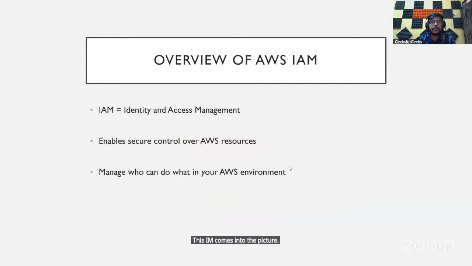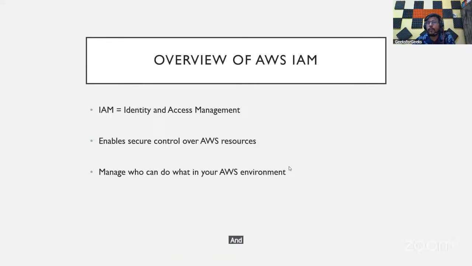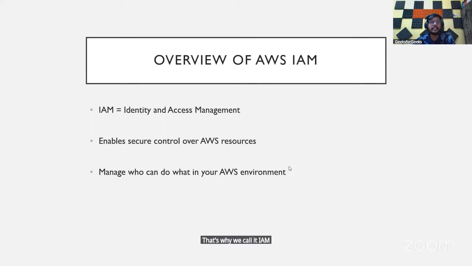I stands for identity, A stands for access, and M stands for management. First things first, in order to prove your identity, and once you have proved your identity, what permissions you have to access different things. In order to manage such things, we use IAM services. That's why we call it IAM, Identity and Access Management.